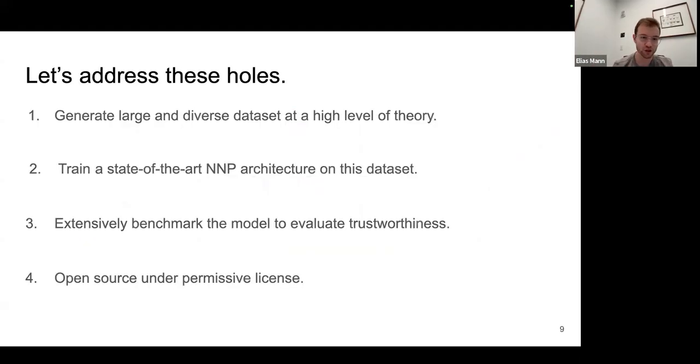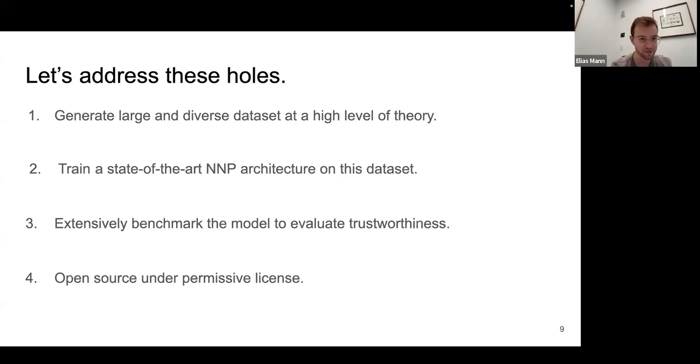So what are we doing here? We're trying to address these holes. We generate a large and diverse data set at a high level of theory. We train a state-of-the-art NNP architecture on this data set and extensively benchmark it, so people can look at this and decide whether they can trust it to use as an actual tool or not. If it doesn't do well on certain benchmarks, maybe I wouldn't trust it for that. What we really care about here is chemists who are doing experiments: how can I look at this model and choose when to use it and when not to? Even for us at Rowan, how can we inform what we recommend for which workflows, and why. And then finally, we want to open source it under a permissive license.